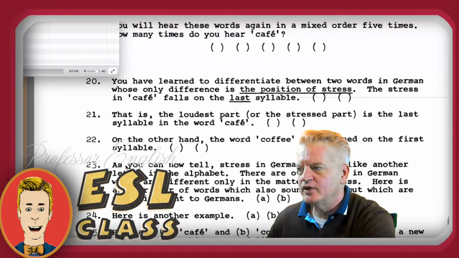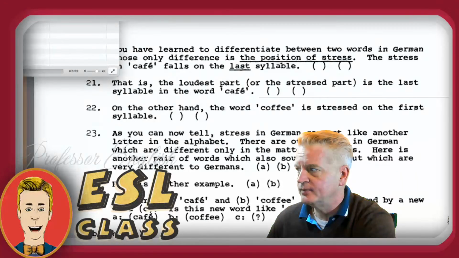There are other words in German which are different only in the matter of stress. Here's another pair of words which also sound alike but which are very different to Germans. August. August. 24. Here is another example. Wiederholen.